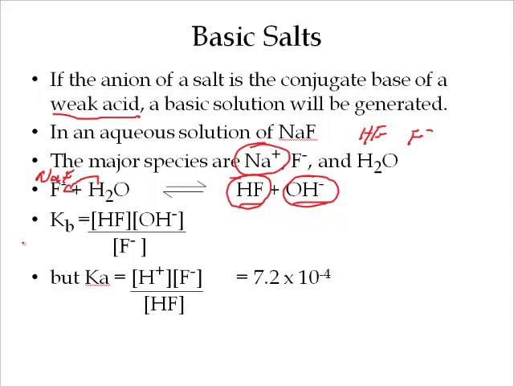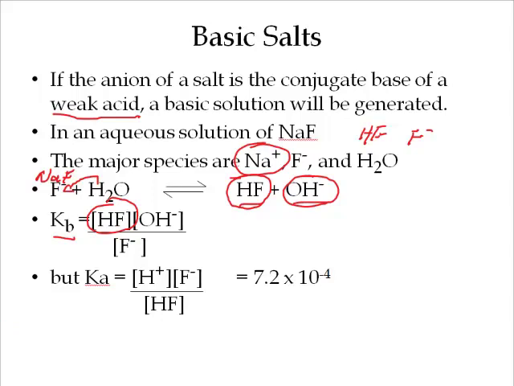Let's look at the equilibrium expression here. Kb, we've got HF plus OH, right? Here's our products over the reactants, right? So that's what's going on. Now, we don't have a Kb for HF, do we? But we do have a Ka, don't we? And so what we can do is we can use the Ka from HF and figure out the Kb to solve this problem.